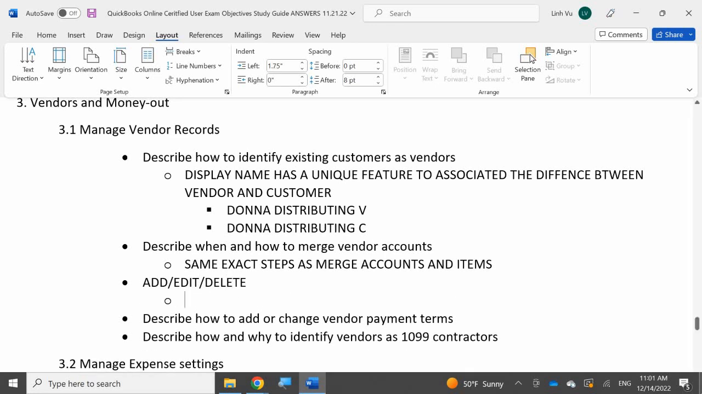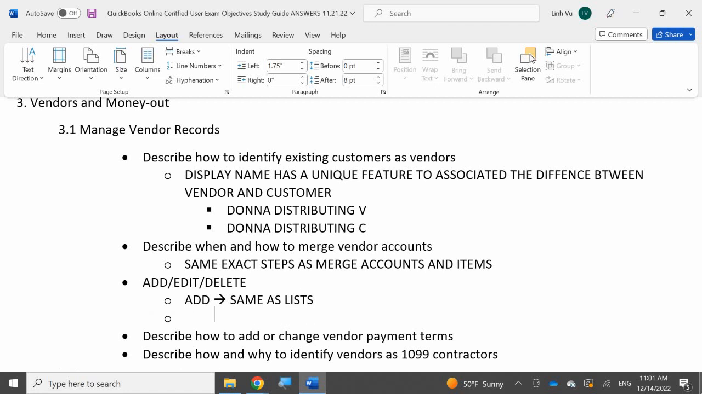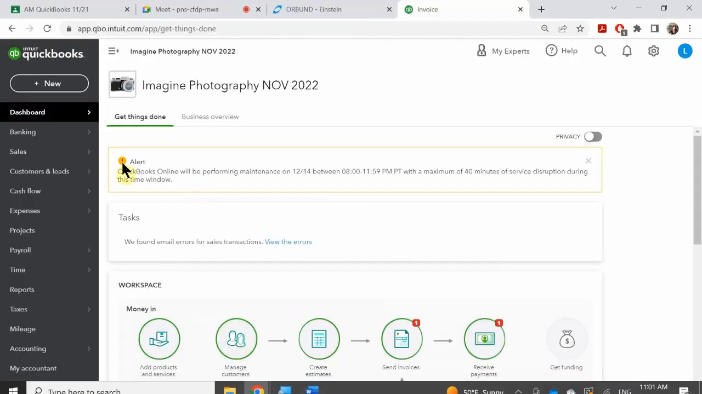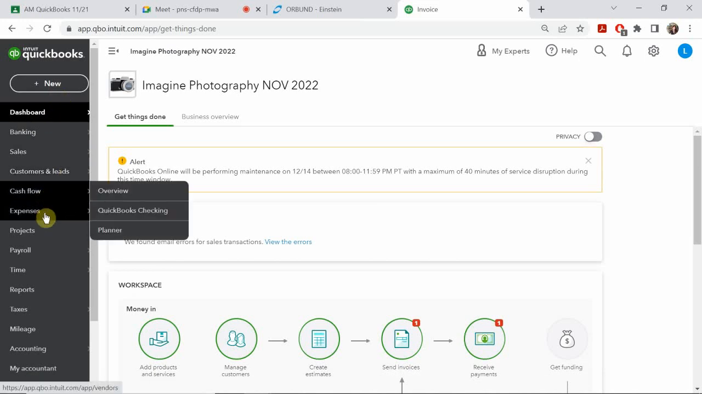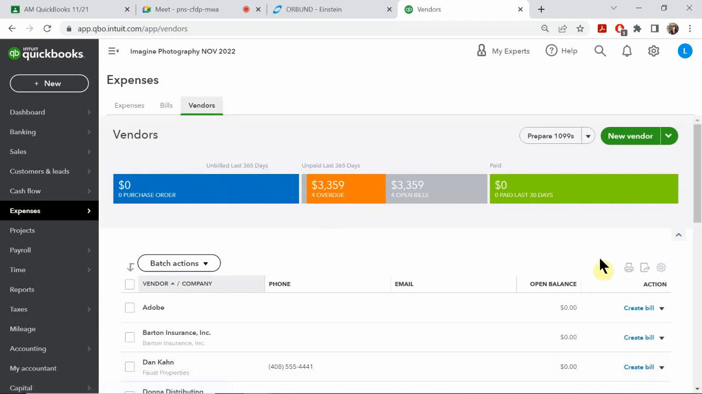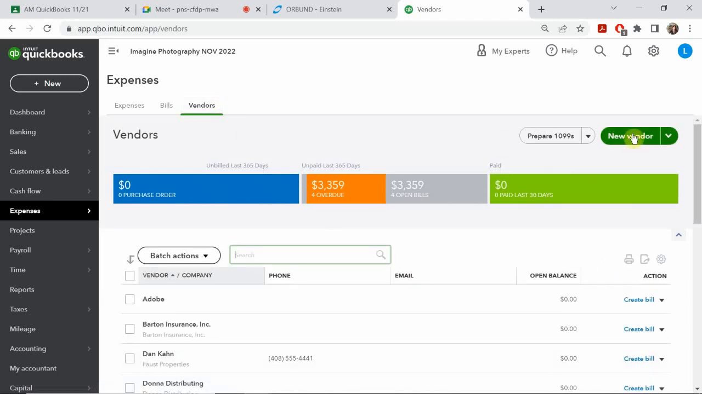So in this case, add is pretty straightforward too. It's the same as accounts or the same as lists. So let's say I want to add a vendor. You can go to the vendor center. So I'm going to go to expenses and go to my vendor center. How do I add a vendor? Same exact idea. It's top right corner, and this time it actually says new vendor.